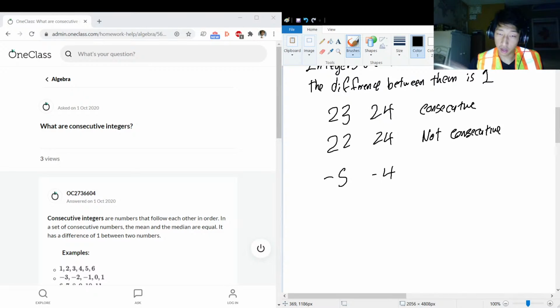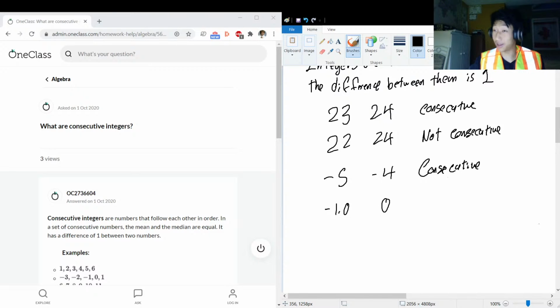Okay, so negative 5, negative 4, consecutive. Okay, my spelling is, I think my brain is just thinking in French, because French got QUs a lot more often than English. Oui. What about negative 1.0 to 0?